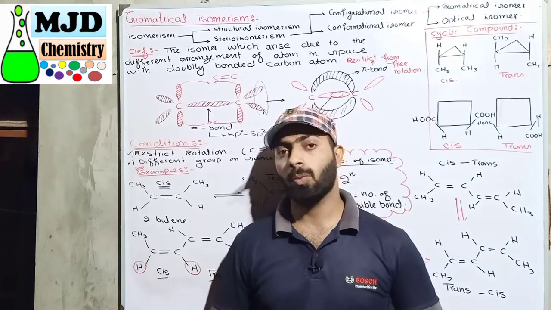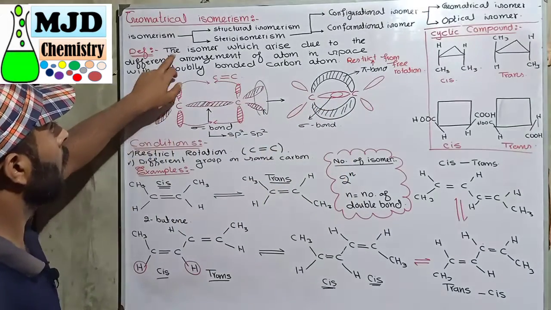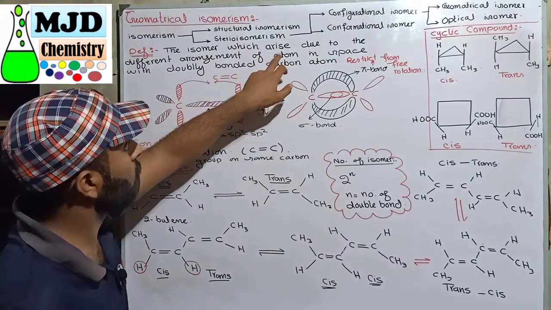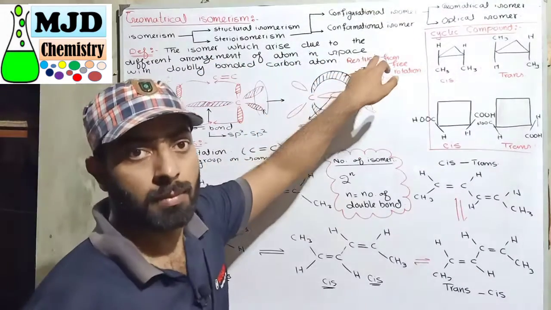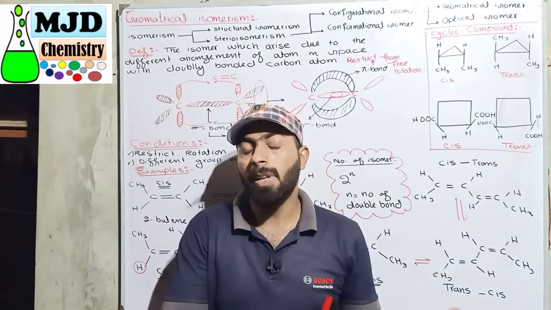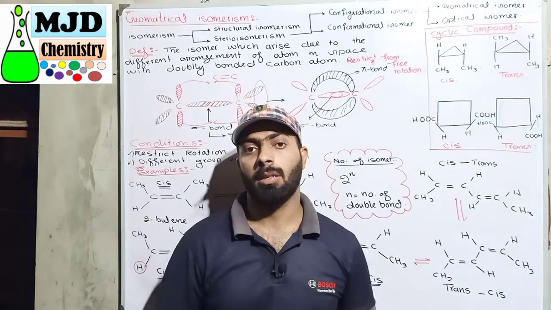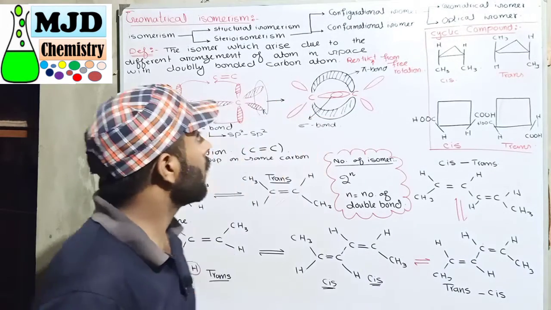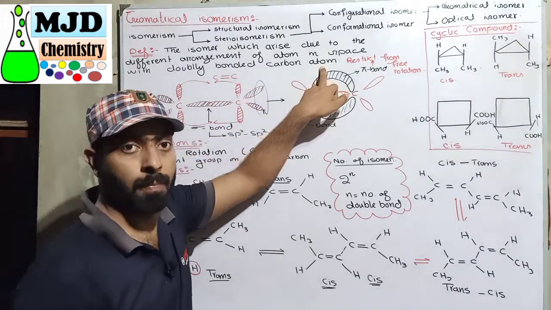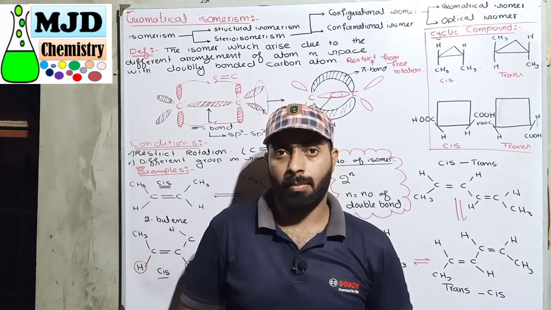What is the definition of geometrical isomerism? First of all, we define it. The isomers which arise due to different arrangement of atoms in space. The first thing which we should keep in mind is different arrangement of atoms in space, with double bonded carbon atoms. And the second condition is double bonded carbon atoms.